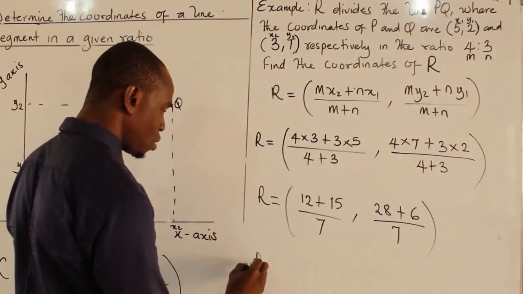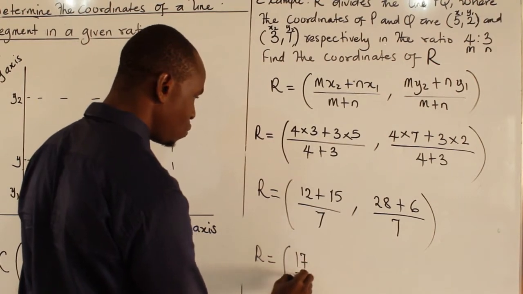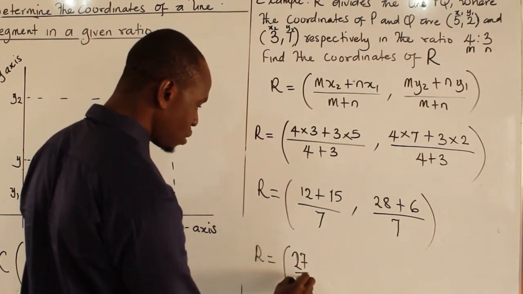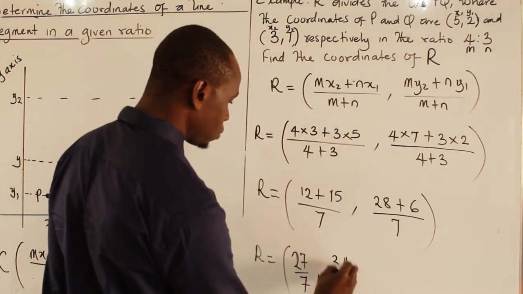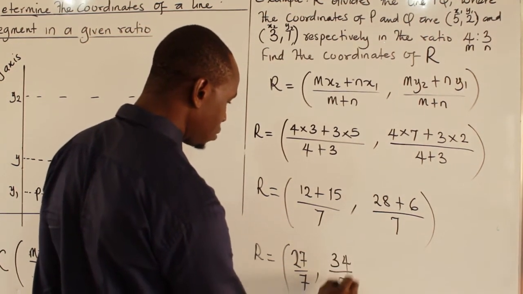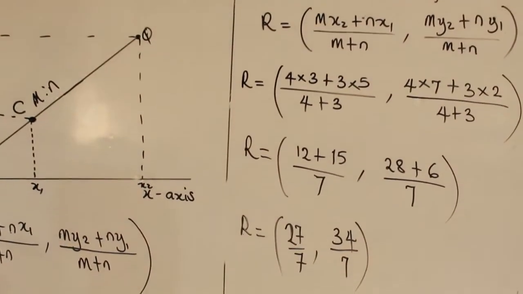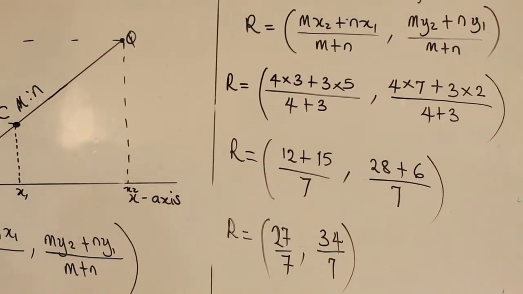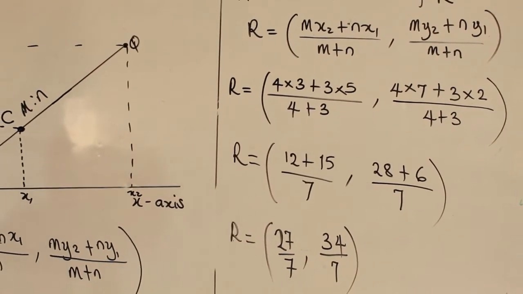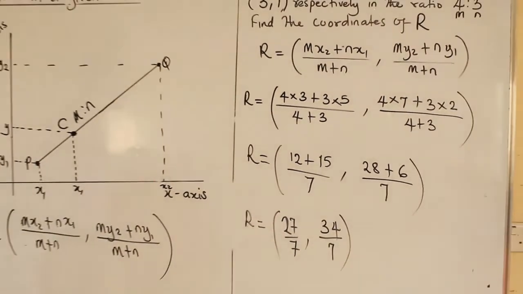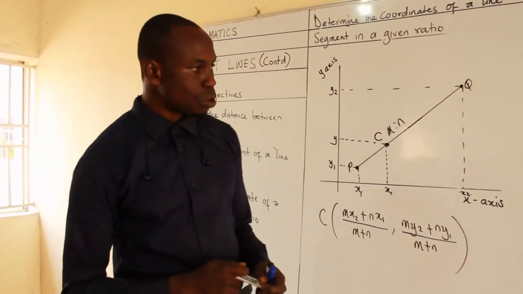Then the coordinates of R will be 27 over 7, comma, 34 over 7. So we have been able to get the coordinates of R if that line PQ was divided in the ratio of 4:3. We did not have to draw a graph in order to find these coordinates.